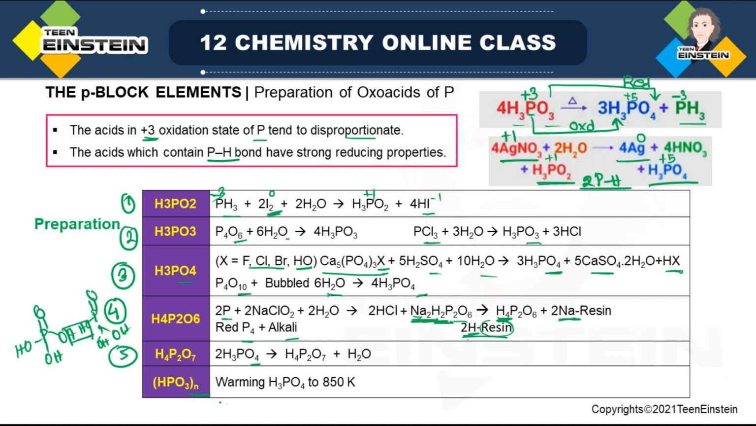And the last one, (HPO3)n, is polymeric in nature. Remember the structure, HPO3 whole to the n. You have to simply warm H3PO4, but at a very high temperature, about 850 Kelvin, because you are making a polymeric structure. So obviously, to make this last structure, we have to provide a very high amount of energy. That is why the high temperature. So these are the different preparation processes for these 6 oxoacids. Fine.